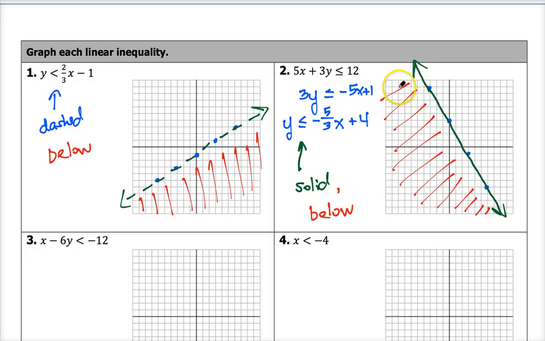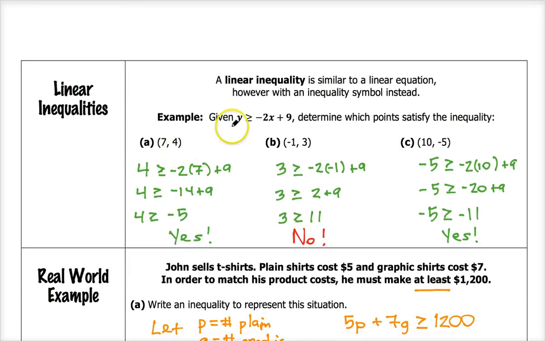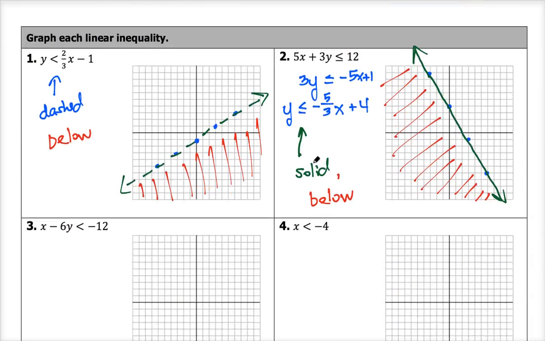Let's talk really quick about what this shaded region means. This is just giving us all of the ordered pairs that are solutions of this inequality. So if I were to pick any ordered pair from this red shaded region and plug it into this inequality, I would get a true statement, just like we did for the A through C examples here. If we had graphed this inequality on a coordinate plane, the points (7, 4) and (10, -5) would have been in the shaded region. And then any point not in the shaded region, for this inequality here, the point (-1, 3), for example, would give us a non-solution.